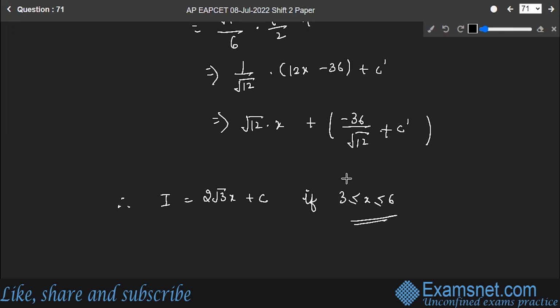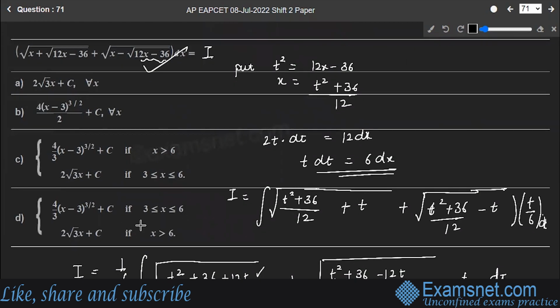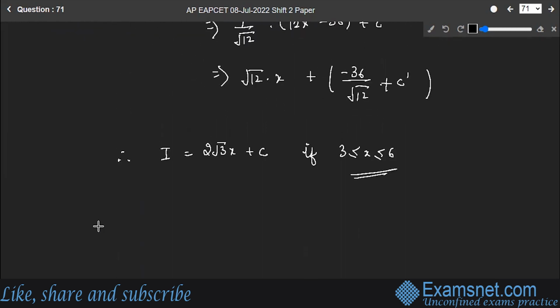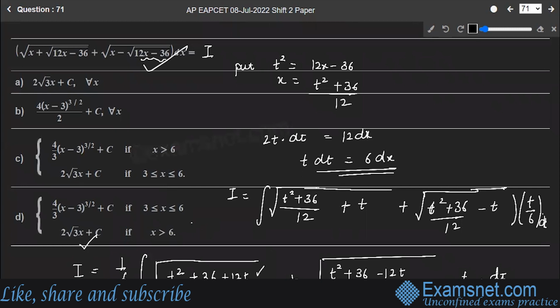Let's check with the options. What we have in the answer is, if it is greater than 6, then you have it as 2 root 3 x plus 6. Wait, just let me confirm. Sorry, this is when x is greater than 6. Okay. So yes, when x is greater than 6, then the integral is this. And when it lies between 3 and 6, then the value is this. So let's check with the options.